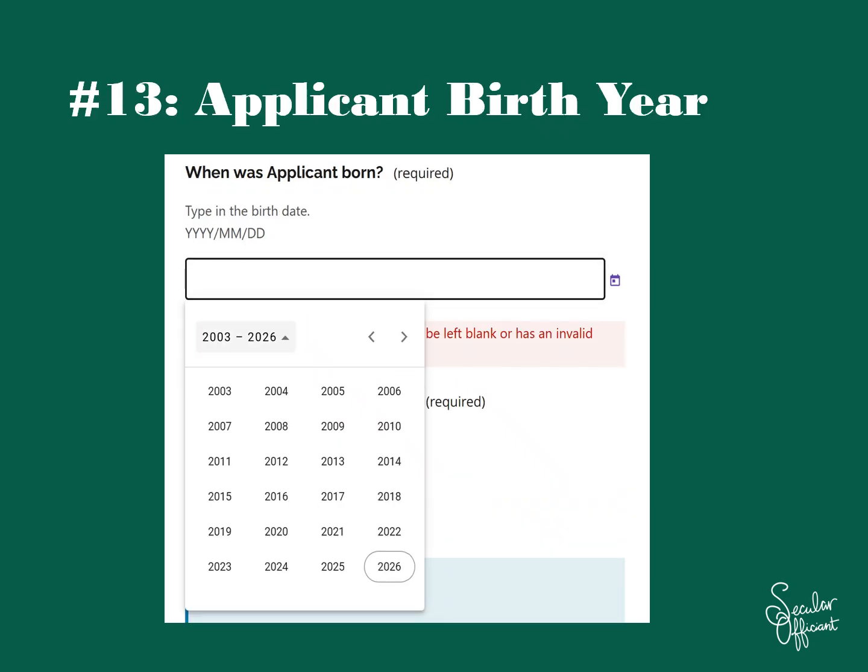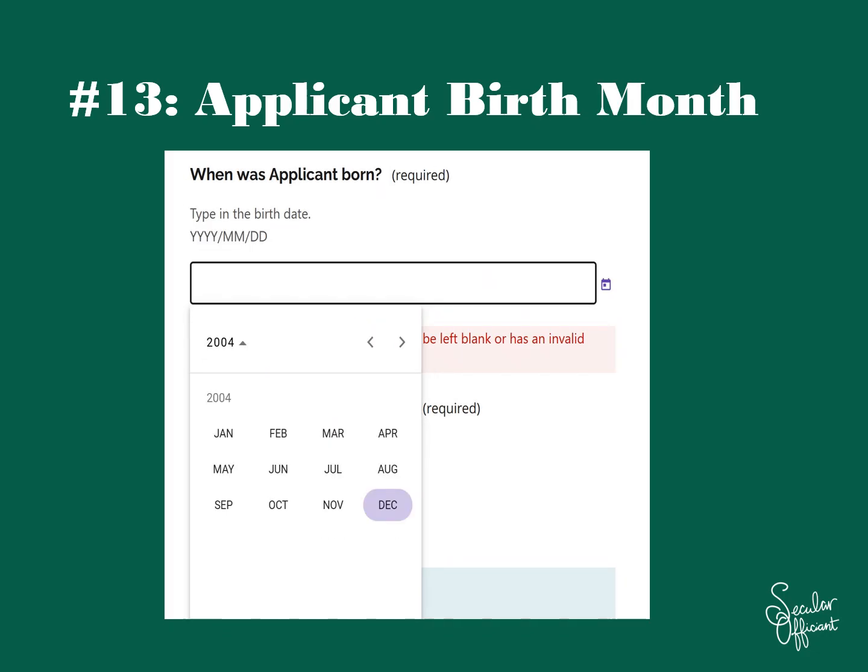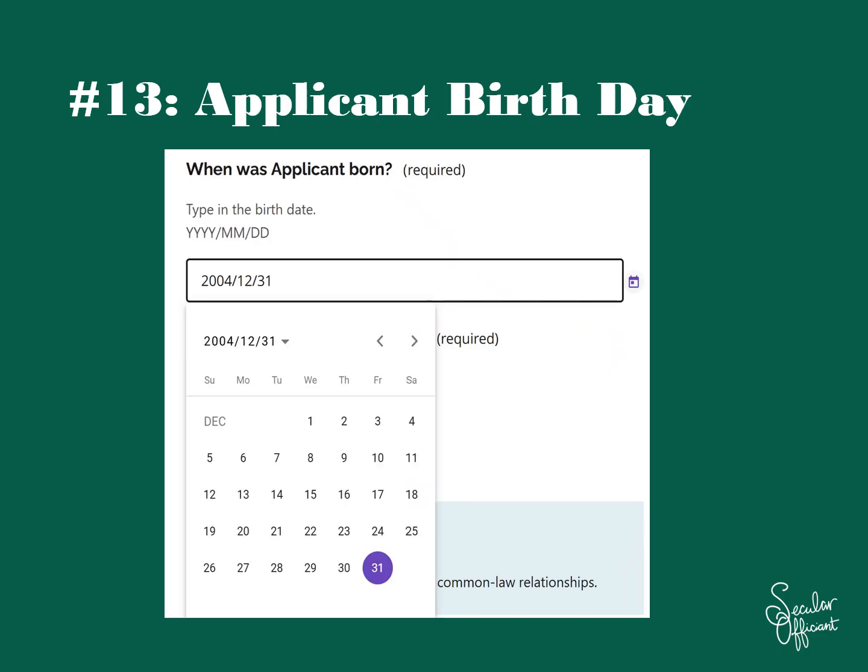Dates appear from 2003 to 2026. If you were born before 2003, use the left arrow located at the top right corner of the calendar. Then click on your birth year. In this example, I selected 2004. The calendar will then change to a list of months. Click on your birth month. In this example, I selected December. The calendar will then change into days of that month in that year. Select your birth date. In this example, I selected December 31st.